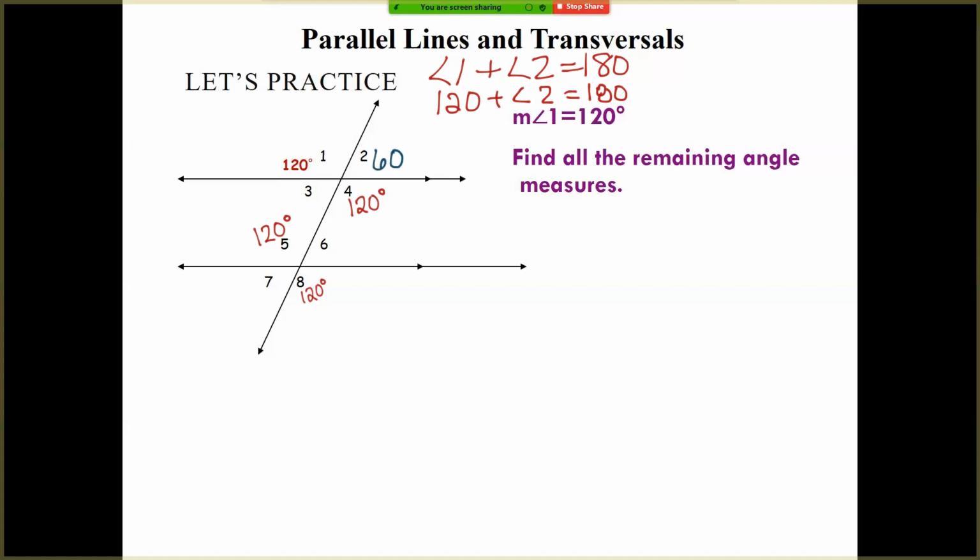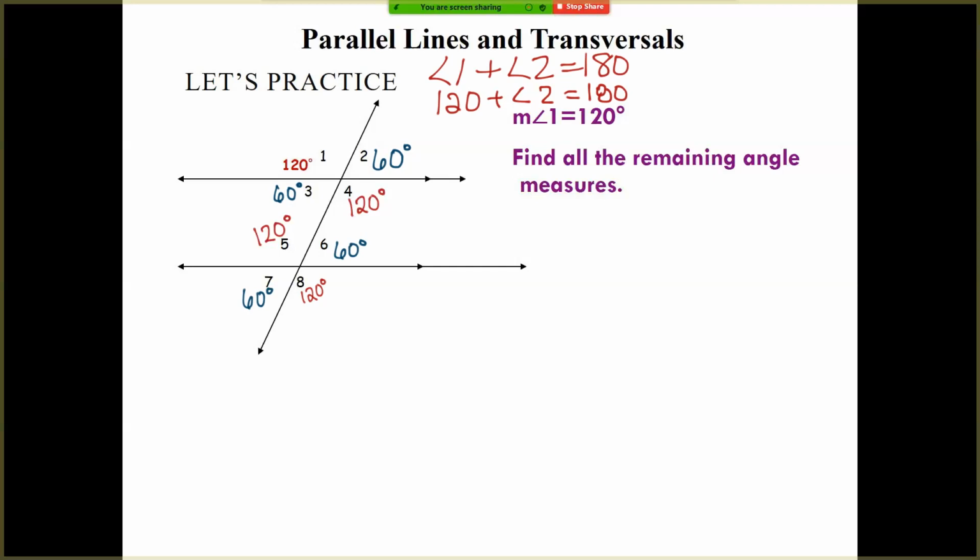I'm 60. Yeah. So it has to be 60 degrees because if I take 60 plus 120, I've got to get 180, which I do. So angle 2 is going to be 60 degrees. You got it. So is 3 because they're vertical angles. 2 corresponds to 6, so 6 has to be 60 degrees. 2 is alternate exterior to angle 7, which means it has to be 60 degrees.